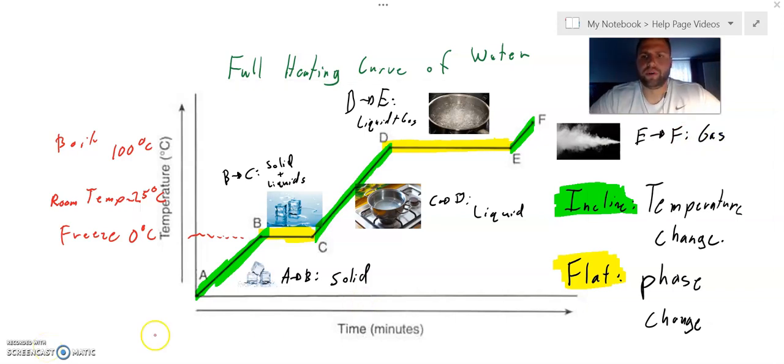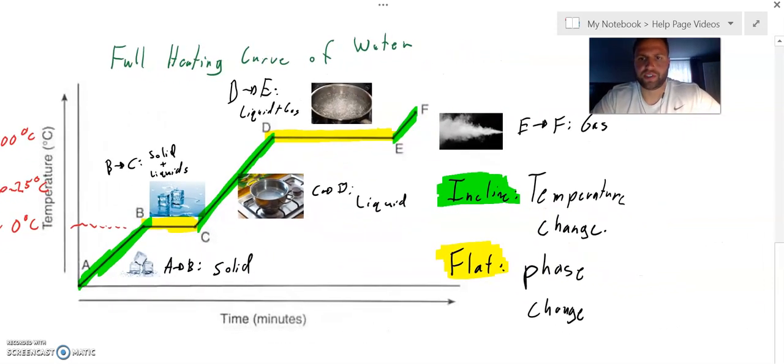We can now add some critical notes to the original notes we wrote here describing the graph. So for every inclined section we see, we know that there's a temperature change, and that also means that there's only one state of matter. For the flats, we know that there are phase changes, and we know in every one of these yellow sections, you will always have two states of matter.